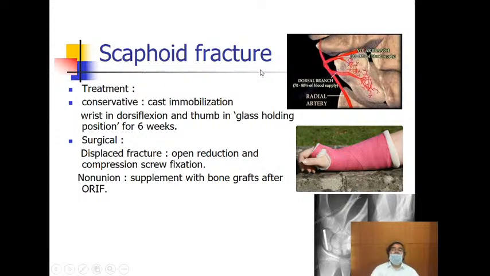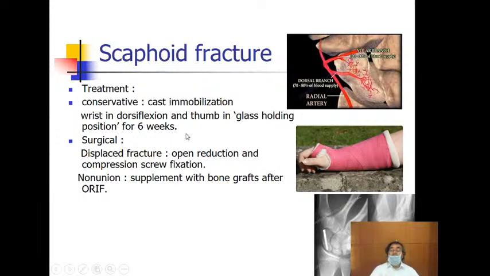So how do you treat a scaphoid fracture? Usually by conservative management, a cast immobilization. You have seen this cast. This is a separate cast when seen along with the Colles fracture. Here you keep the hand in what is known as a glass holding position. That means dorsiflexion and something like this, and you put the plaster in this way and keep it for 6 weeks. Take a check X-ray and if possible keep it for another 2 weeks.